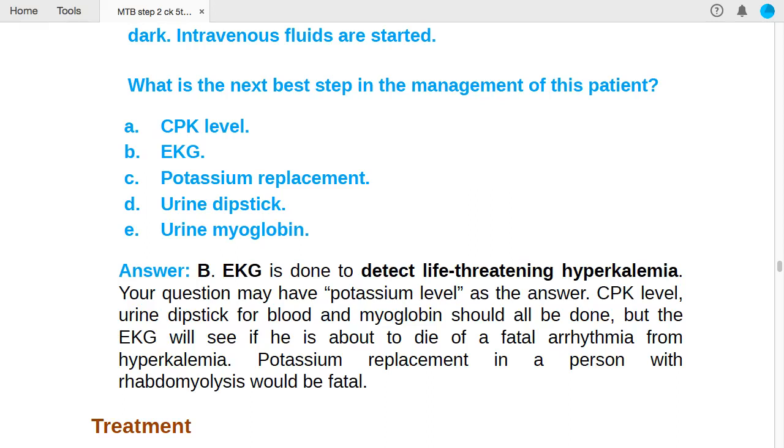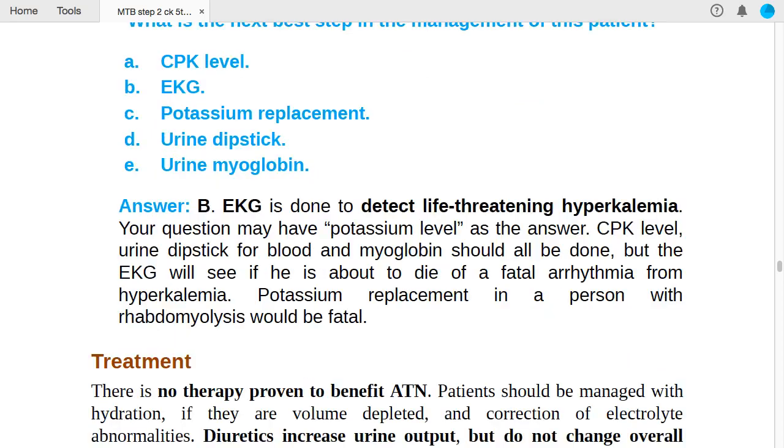So you have to do an ECG, because we need to rule out life-threatening hyperkalemia, which can lead to arrhythmia, and the patient can die because of the arrhythmia. We need to check this first. The EKG will show if he's about to die of a fatal arrhythmia from hyperkalemia, and potassium replacement in a person with rhabdomyolysis would be fatal.